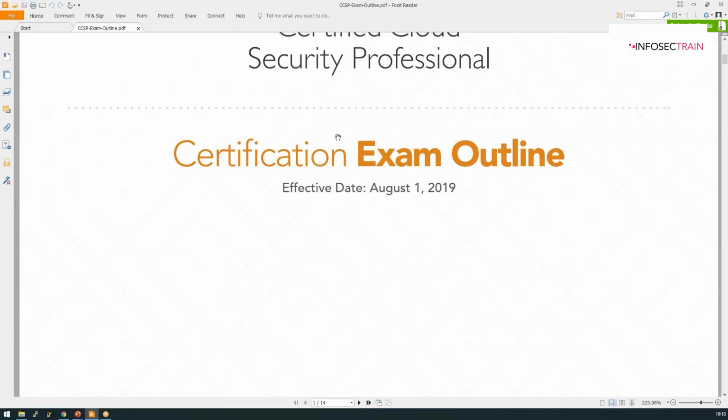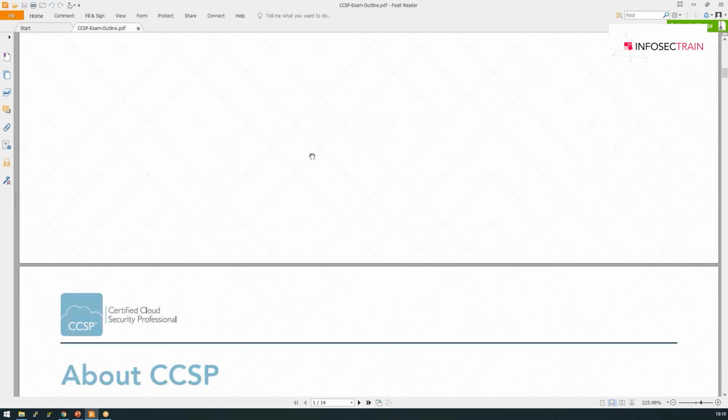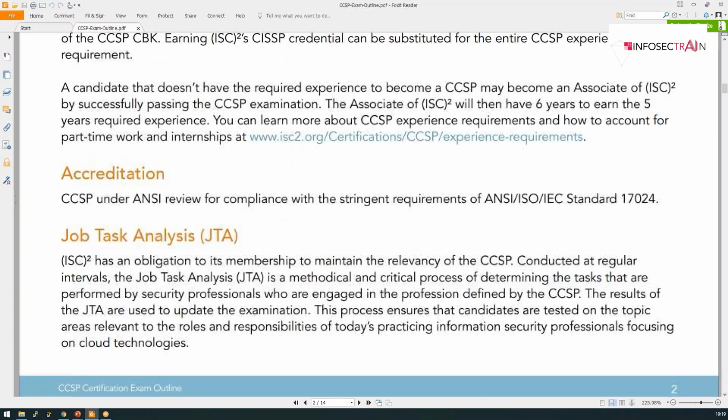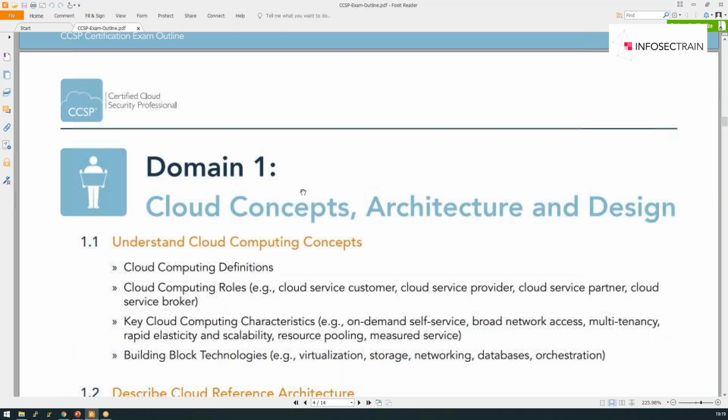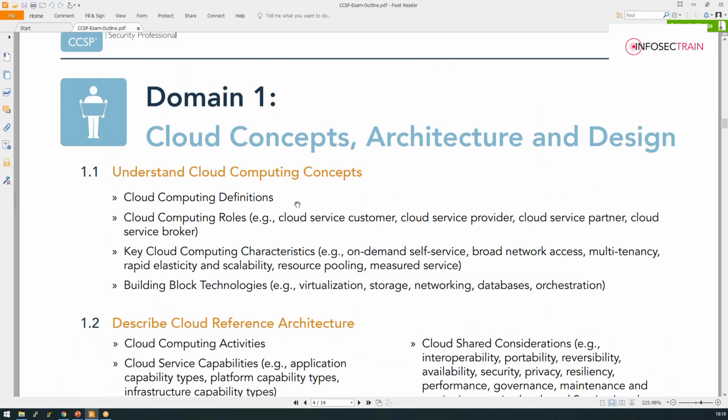You can go to the domain-wise topics. Just give me a second. Yeah, here. As you can see, this is the domain-wise weightage as I showed you. Always before the exam you have to verify this curriculum in case there is a change. So in domain one, I'll tell you what all things you are studying. First of all, we'll start with cloud computing concepts, architecture and design.